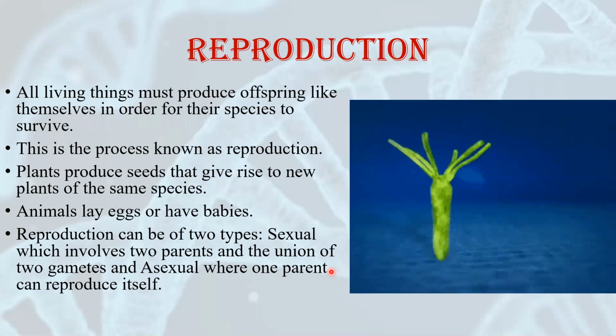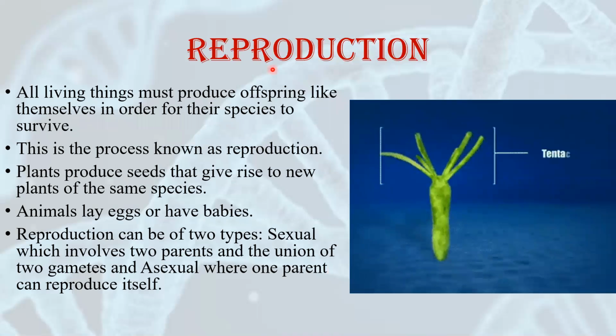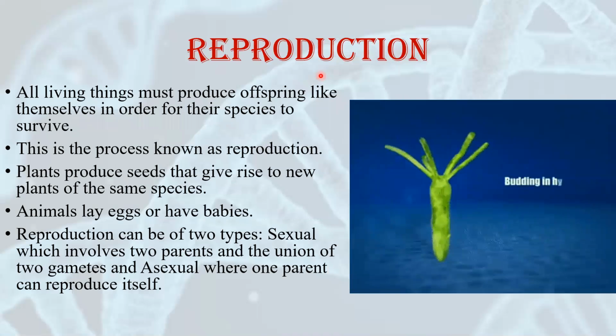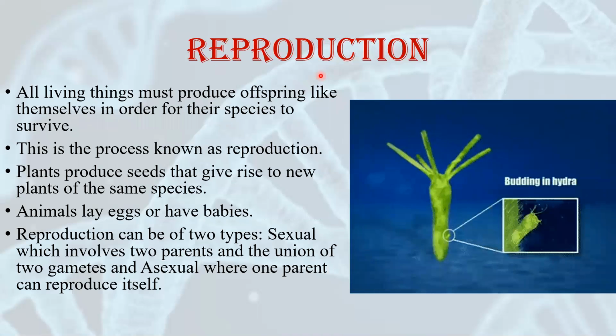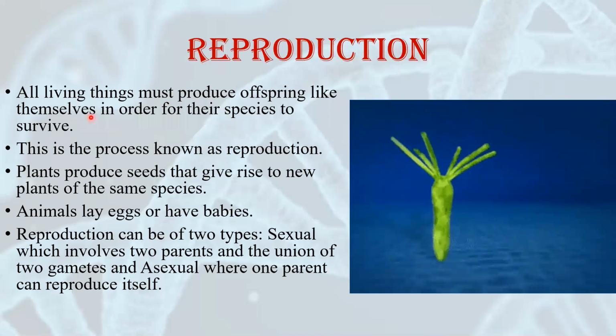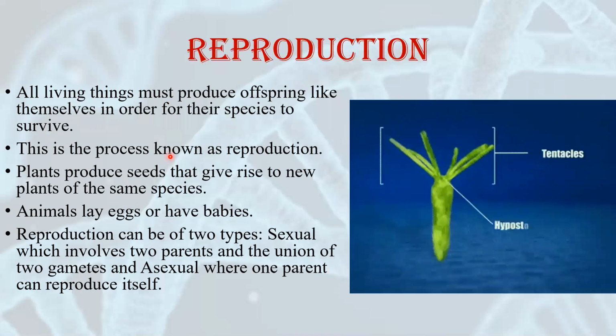Next life process, which is a very important life process, is reproduction. Reproduction means when a living organism produces another living organism which is similar to itself. That is known as reproduction. All living things must produce offspring like themselves in order for their species to survive. This process is called reproduction.